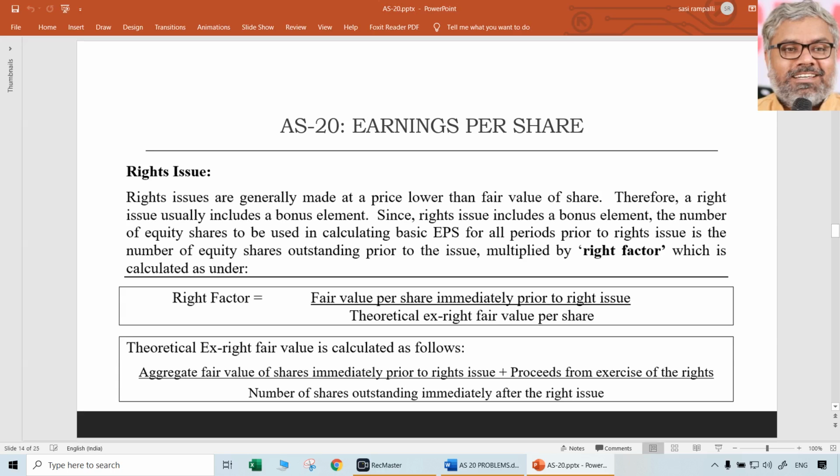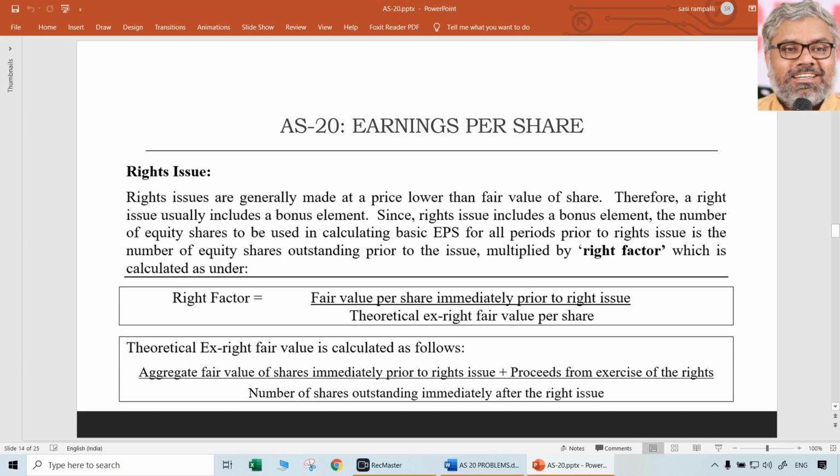And the most important of all in this entire standard is rights issue, wherein we have to multiply the number of shares related to every period prior to the rights issue with the rights factor, and that rights factor has to be calculated by taking fair value of the share immediately before rights issue divided by TERP, that is theoretical ex-rights price. Then how to calculate theoretical ex-rights price? We should calculate first the market capitalization or aggregate fair value of the shares immediately before rights issue plus rights issue proceeds, the whole divided by the total number of shares originally there plus rights issue shares. That will give us theoretical ex-rights price.